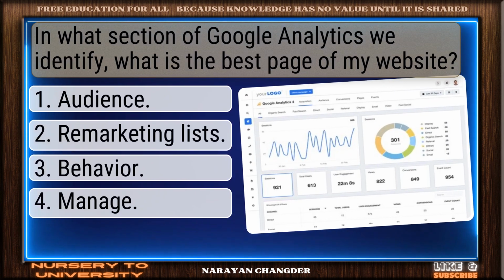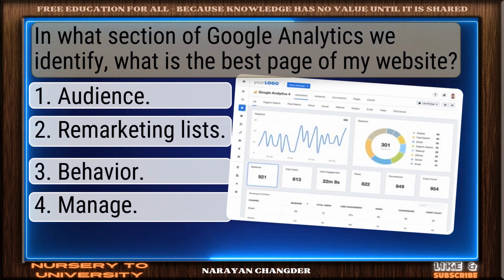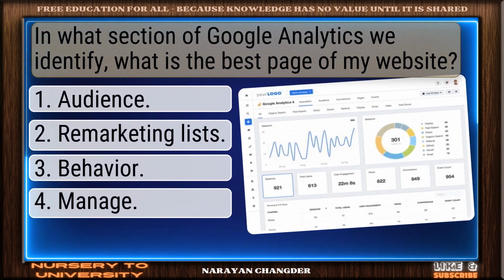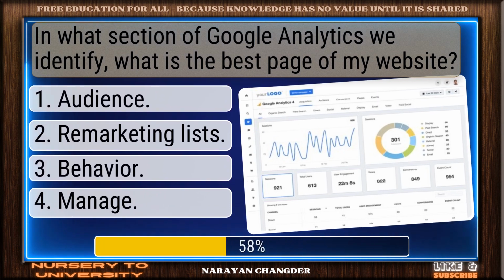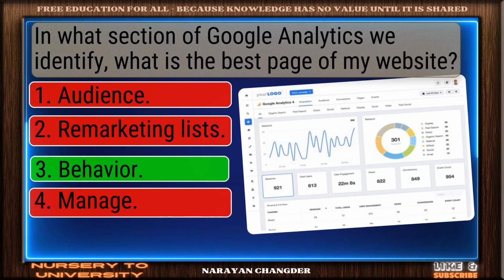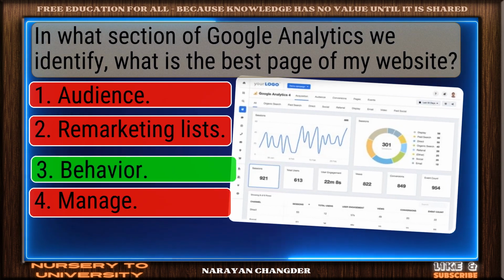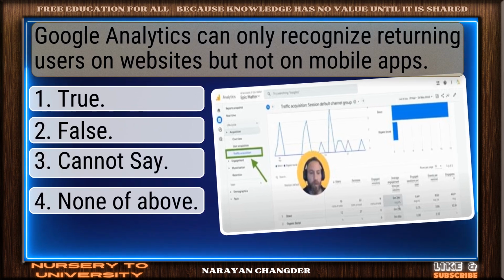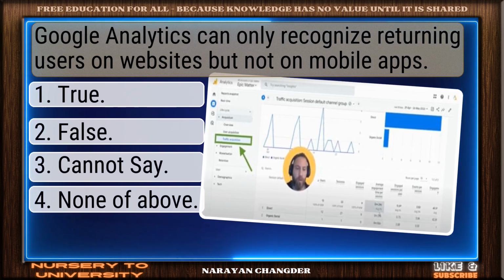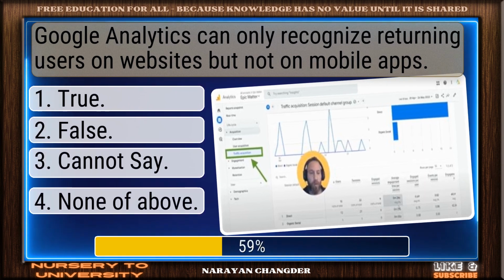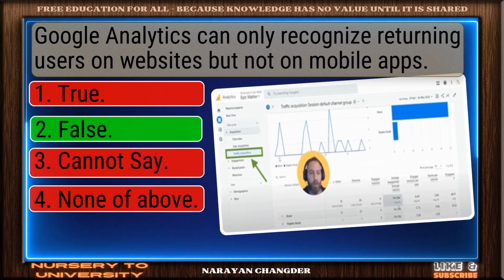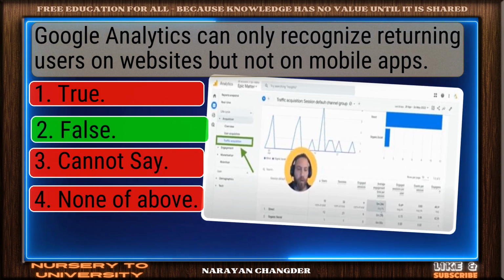In what section of Google Analytics do we identify the best page of my website? Bravo! Behavior is the answer. Google Analytics can only recognize returning users on websites, but not on mobile apps. Nice work. You chose false, and it is correct.